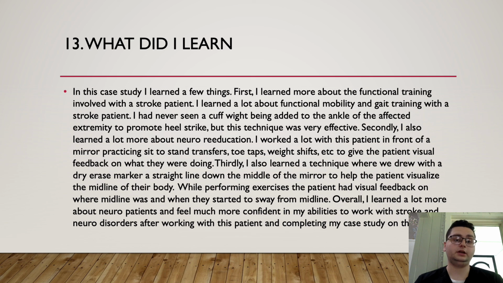I also learned a lot about neuro re-education. We did a lot of exercises in front of the mirror, just so that the patient could have some symmetry training, be able to see themselves in the mirror, because they were having some hemi-neglect and things like that. So that was something that was really helpful. And then too, when it came to using the mirror, we drew with a dry erase marker a straight line down the mirror, and was able to give the patient kind of like a midline point. Something that they were able to judge if they were getting off balance, getting out of their midline, and again, that was something that was really helpful for the patient.